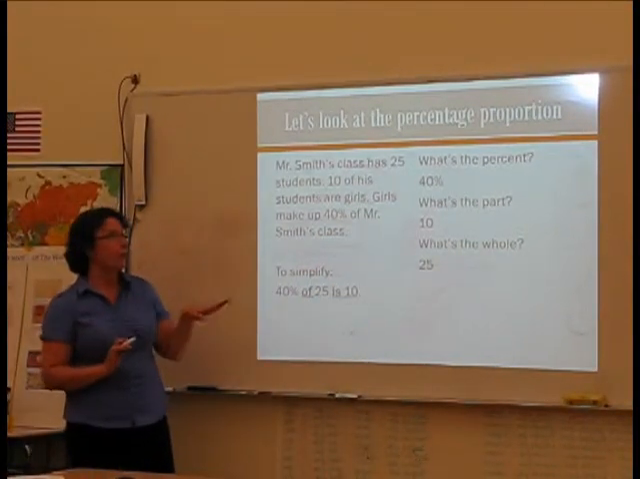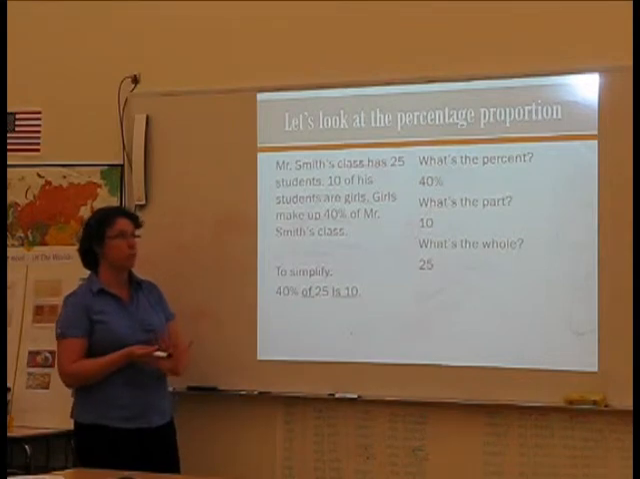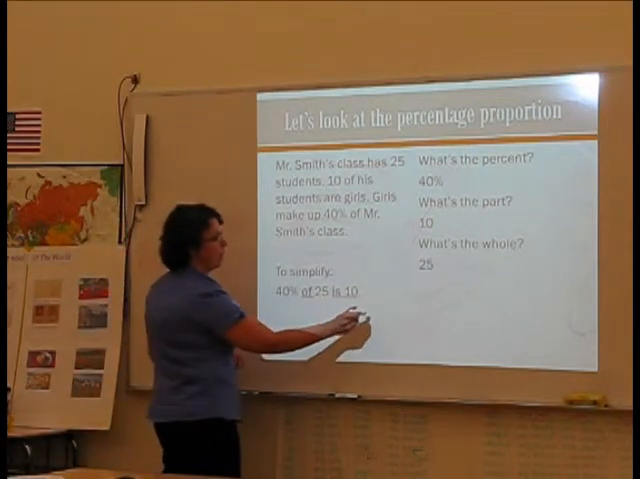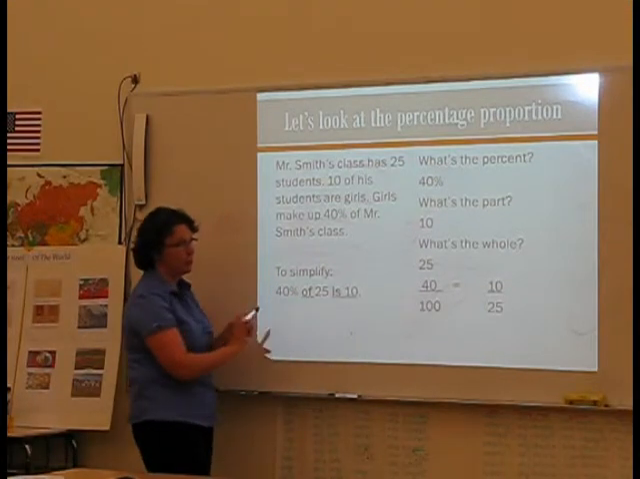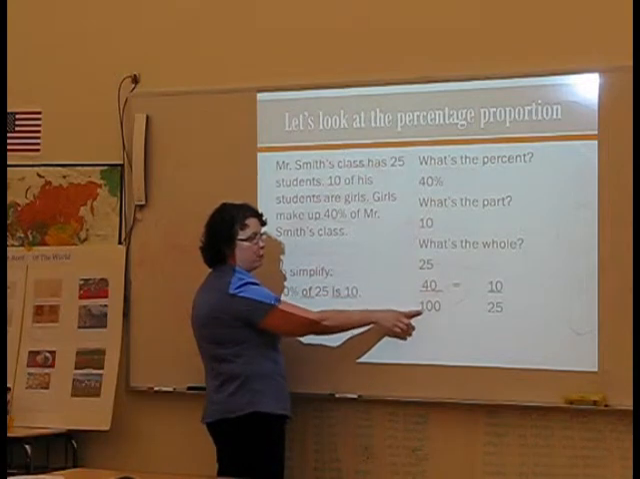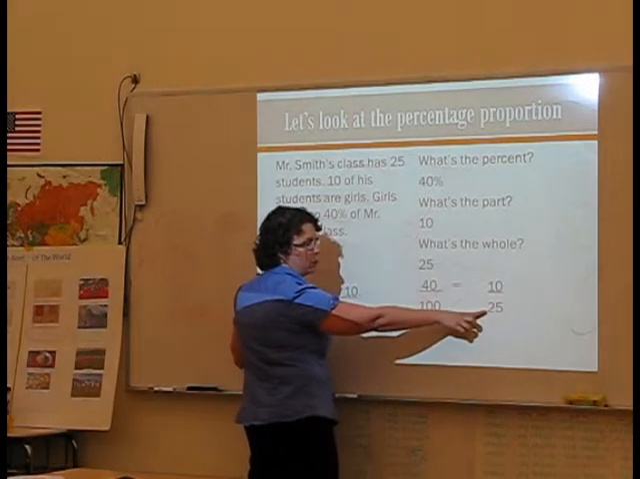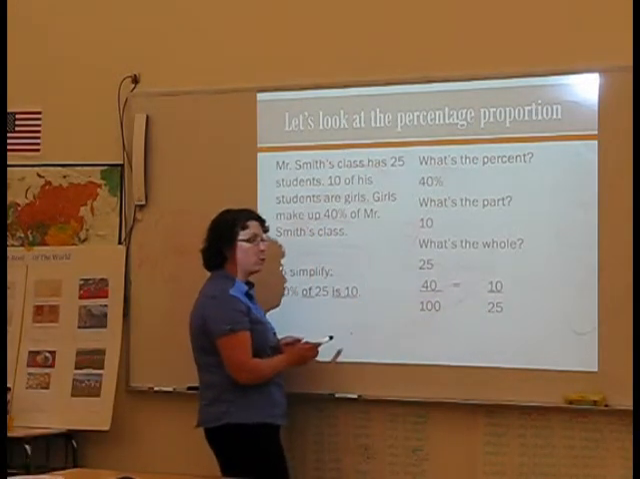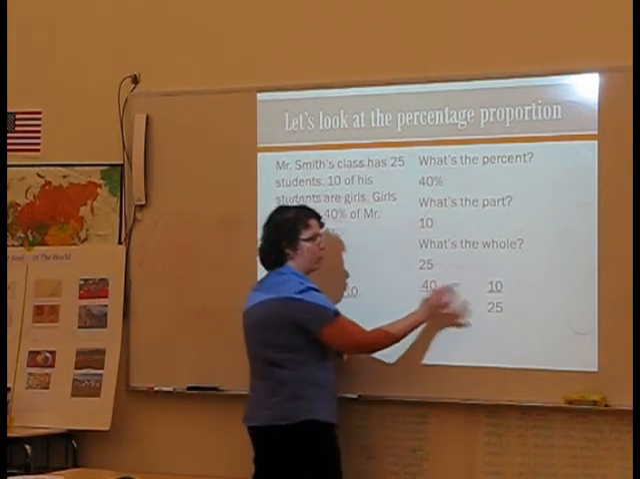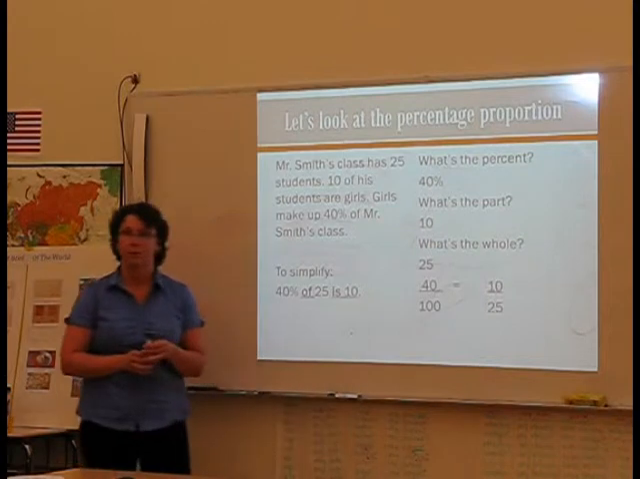So I wanted to let you know that the whole is everything we're talking about. It's 100%. But it's with a number. And the part is, of course, part of that. Let me show you something. Using our percent over 100 equals part over whole, 40 over 100 equals the part, which is 10, over the whole, which is 25. If I multiply, 100 times 10 is 1,000, and 40 times 25 is 1,000, so they are equal.